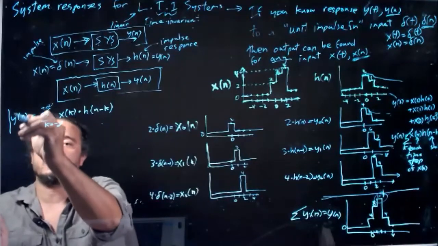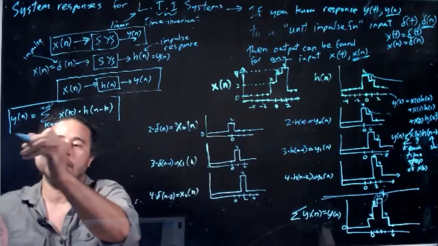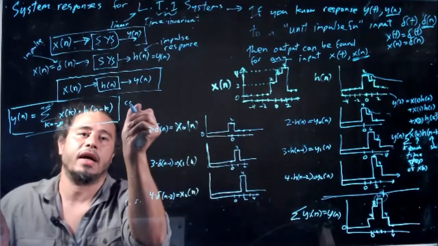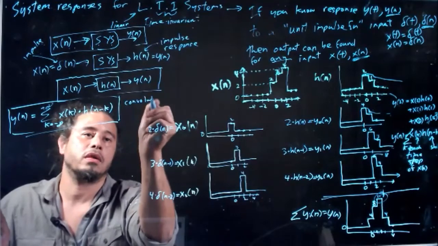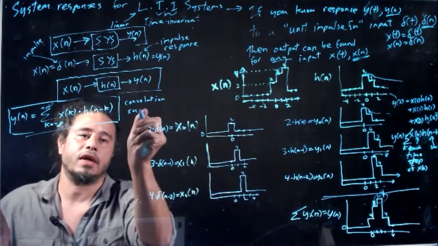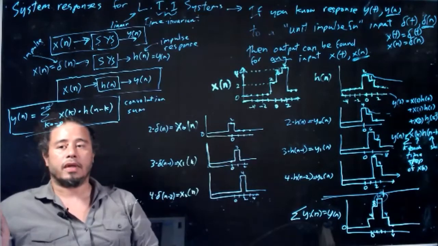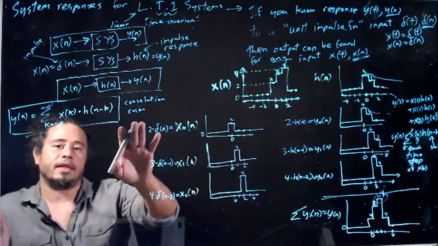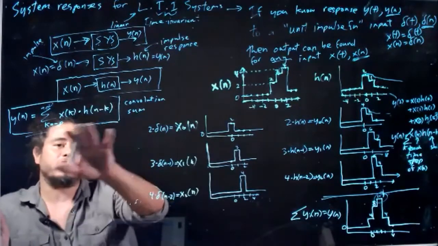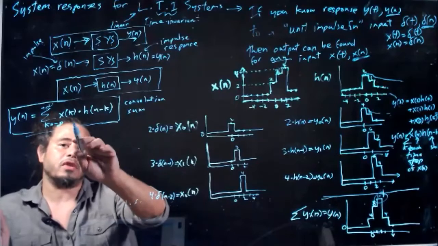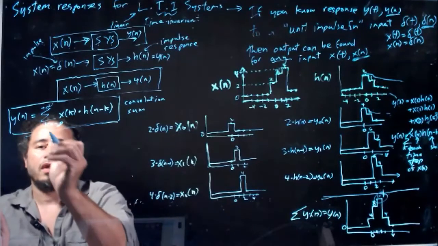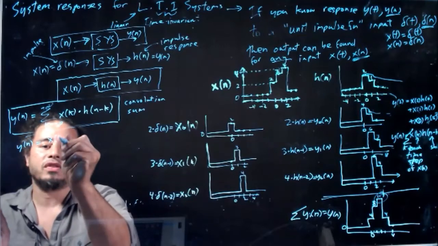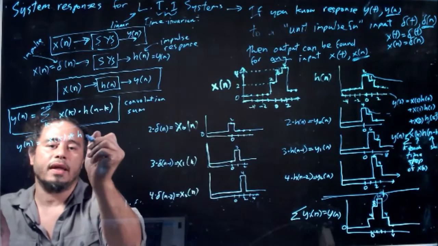So this turns out to be a crucial equation, and this equation is so important we have a name for it, and we call it the convolution sum, or convolution summation. And another way to talk about this or to write it is that this convolution sum is what gives you the convolution between x and h. So another way to write this is that y of n is equal to x of k convolved with h of k.